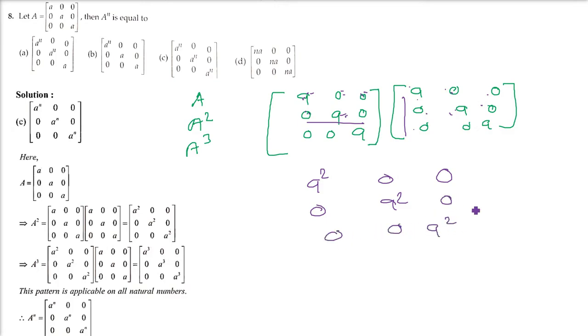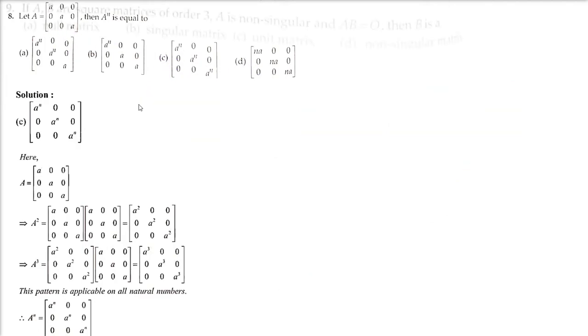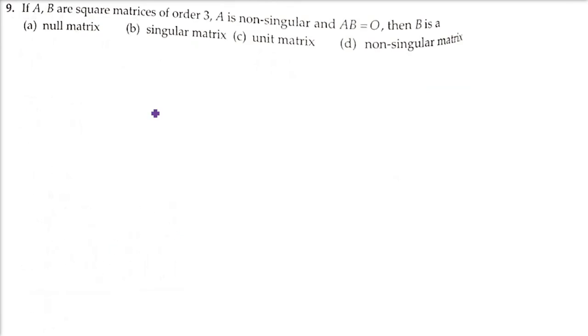A square in the diagonal. So when you take A cube, it will be A raised 3. When you take A4, it will be A raised 4. A raised n, it will be A raised n. Okay. So you can just directly write C. Just take A common, and that is going to be the identity matrix to the power n.